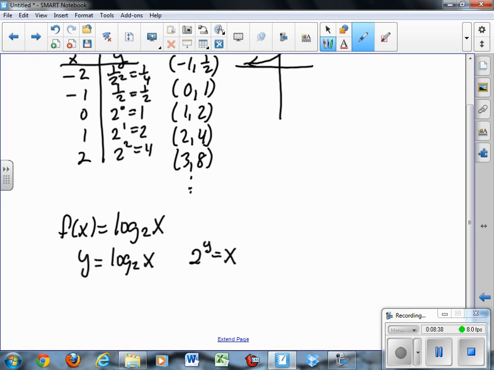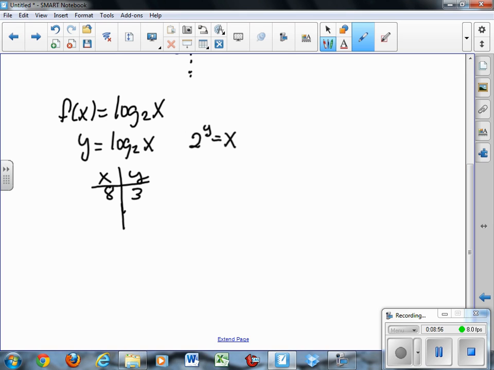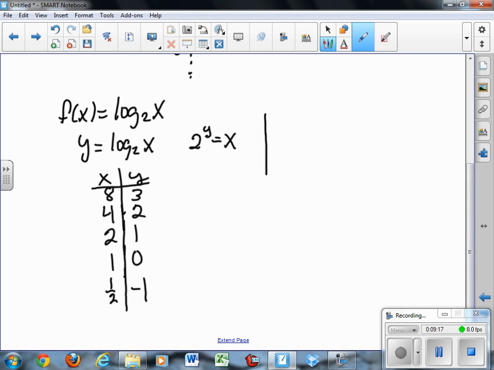So this is going to be all the opposites of the values I got previously. So if x is, for example, 8, then y is going to be 3. If x is 4, y is going to be 2. If x is 2, y is going to be 1. If x is 1, y is going to be 0. If x is 1/2, y will be -1. So notice that all the points just switch places. So when I graph this, I get a graph that looks like this instead.